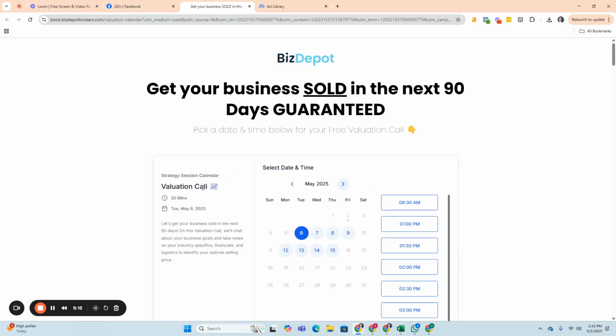Valuation call. So they want you to basically jump on the call, understand your business, and get a valuation. So not a bad funnel. I think this is good. They probably have a 10%, 15% book a call rate. The only problem I have with their funnel, there's a couple main problems actually. One is there's no qualification.